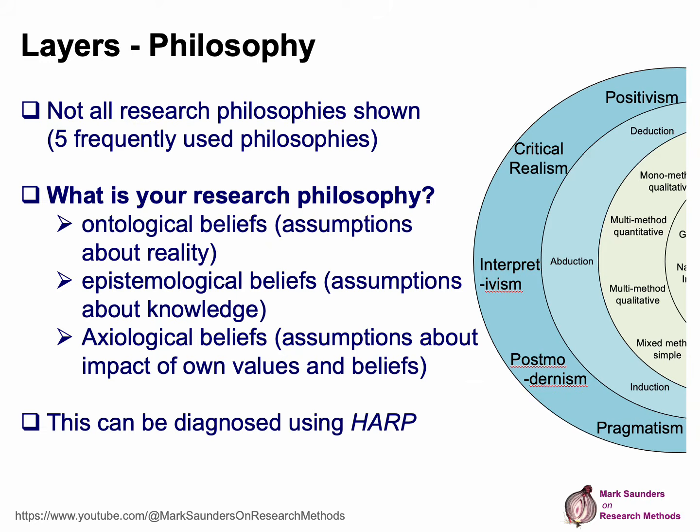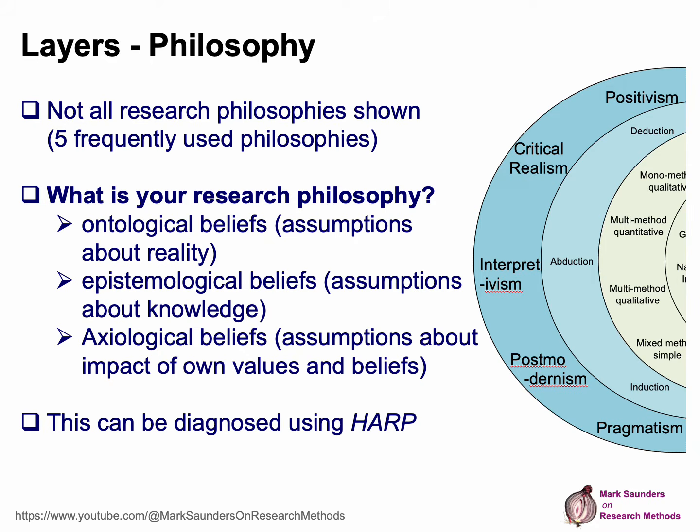The outer layer of the research onion refers to your research philosophy. In the onion, we show 5 frequently used philosophies for business and management research: positivism, critical realism, interpretivism, postmodernism and pragmatism. However, it is crucial to know that there are more than just these 5 philosophies. For example, we have feminist philosophies, and these are also readily apparent and useful in management research.